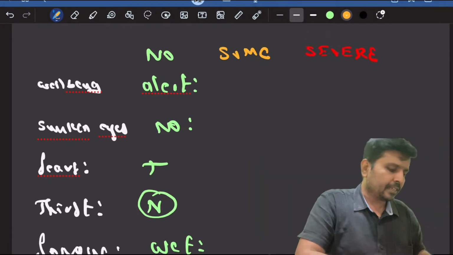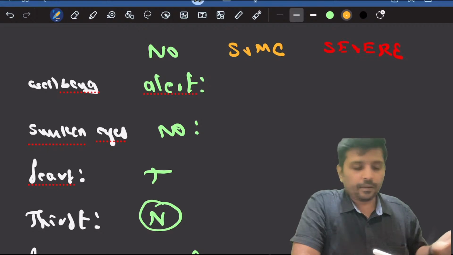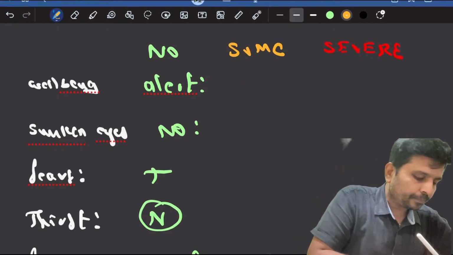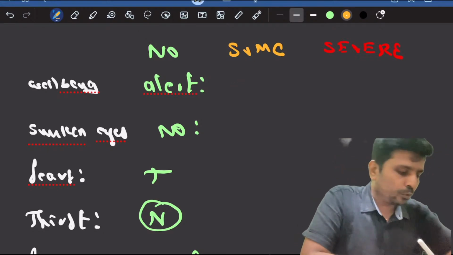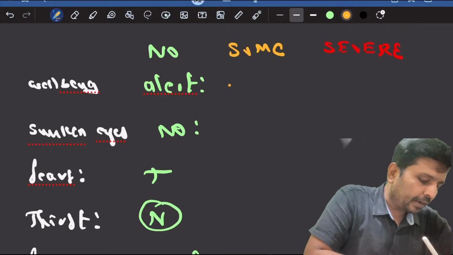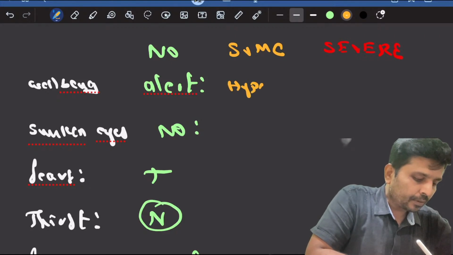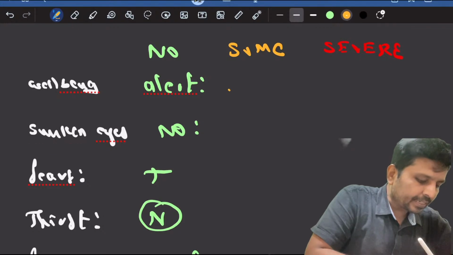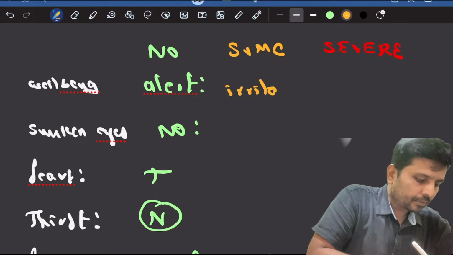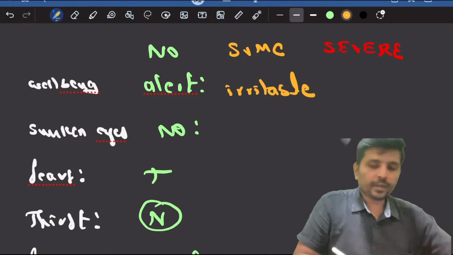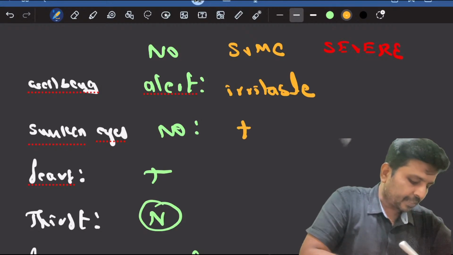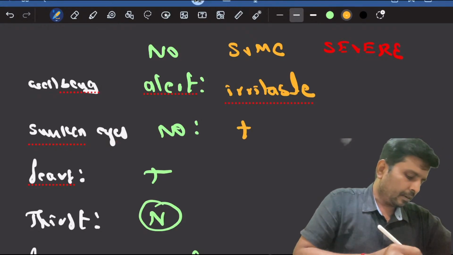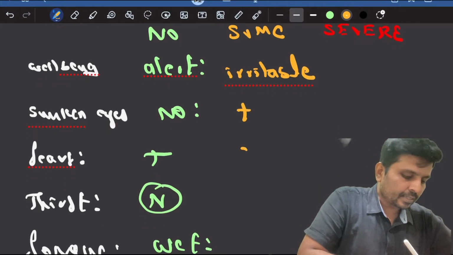Okay, some dehydration means what? Well-being means what? Drowsy? The child is irritable in some dehydration. I am sorry, I can't say hyper alert. The child is irritable in some dehydration. Sunken eyes present, and then tears, some tears.